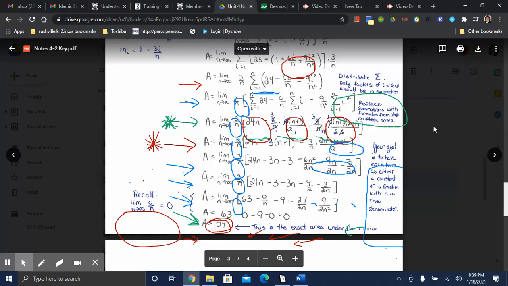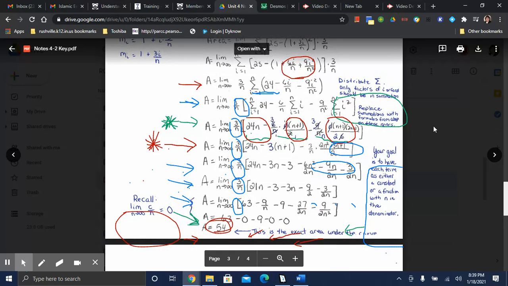And the area under the curve is exactly 54 square units. And that is what we are calculating when we do numerical integration, but through a limit process. So we created infinitely many rectangles so that the width of each rectangle actually became irrelevant. And that's the idea that integration is based upon.